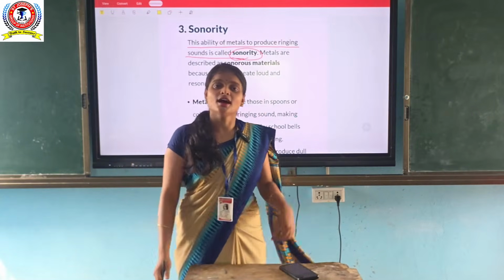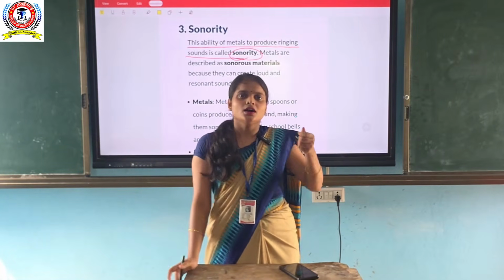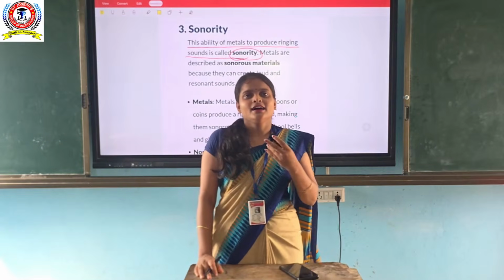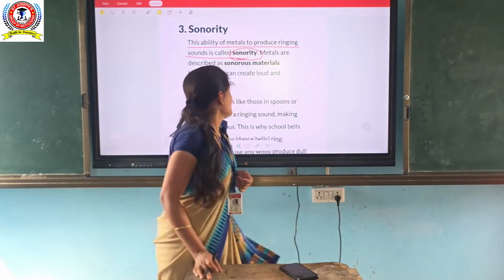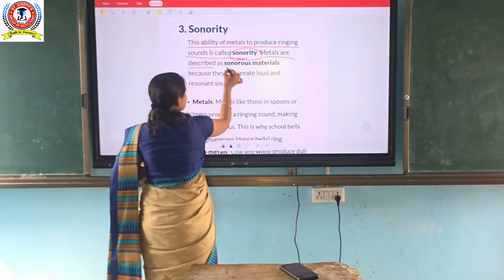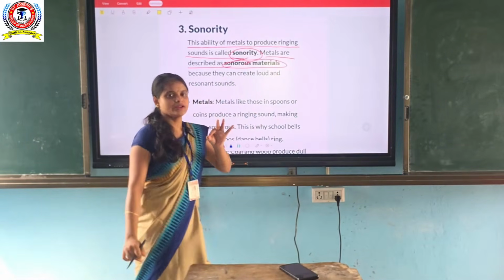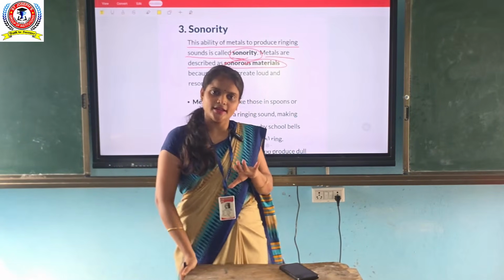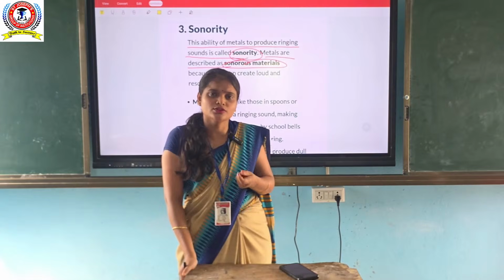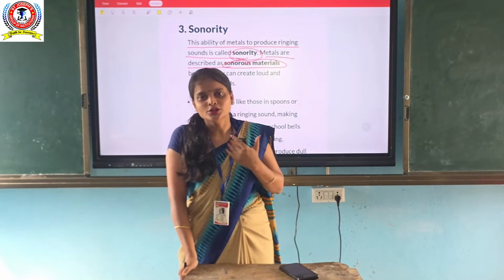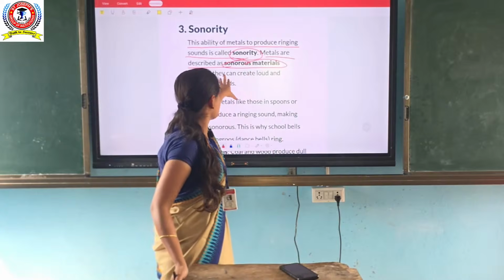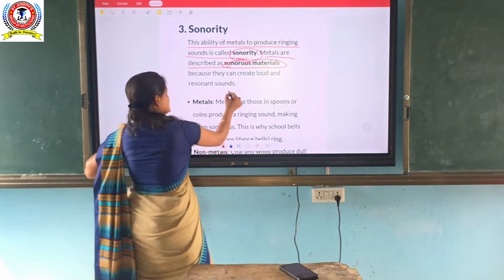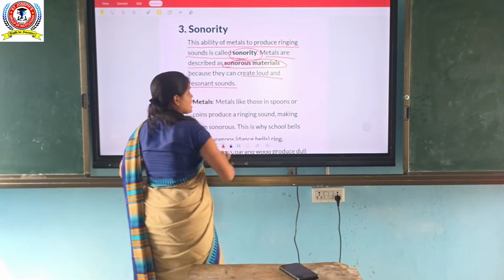We know that metals are hard in nature. When you strike a metal with any hard object, it can create a loud sound, a huge sound. So metals are described as sonorous. Listen carefully. Those substances that create a loud sound that is clearly audible to us are called sonorous materials, because they can create loud and resonant sounds.